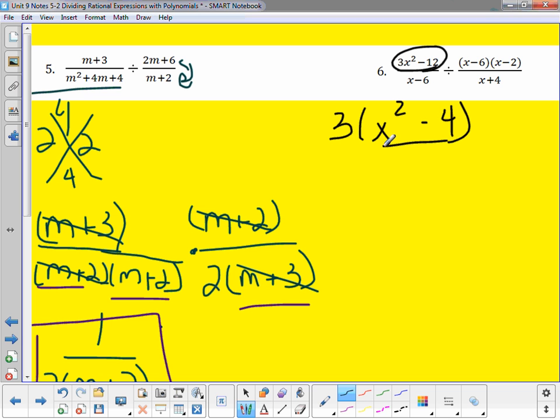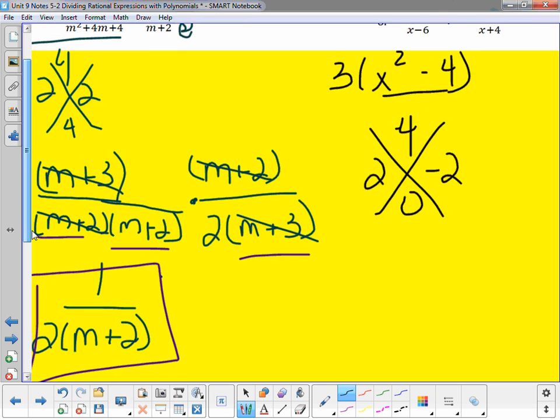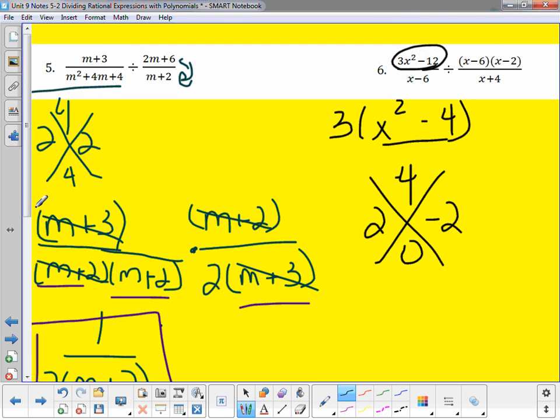So now I want to factor this portion right here. So I'm multiplying to negative 4 and adding to 0. So to do that, I need to do 2 and negative 2. Okay, so then I'm going to factor that. So on the top now, I'm going to have 3 times x plus 2 times x minus 2 divided by x minus 6.